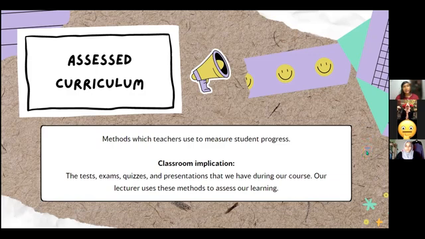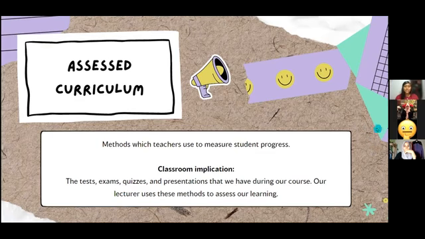So in this one, we can see the teachers using quizzes, tests, and other kinds of methods to measure the students' success in their classroom. And then the classroom implication is like the one that I told you just now: the test, exam, quizzes, and the presentations that we are doing during our courses. And then our lecturer uses this method to assess our learning.